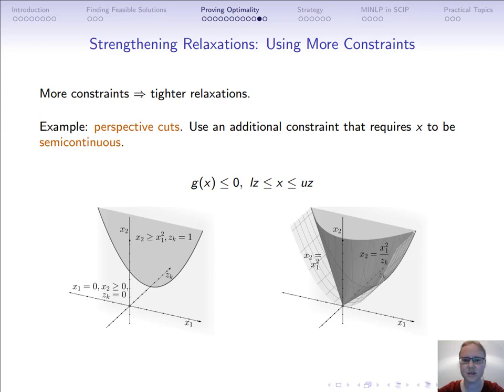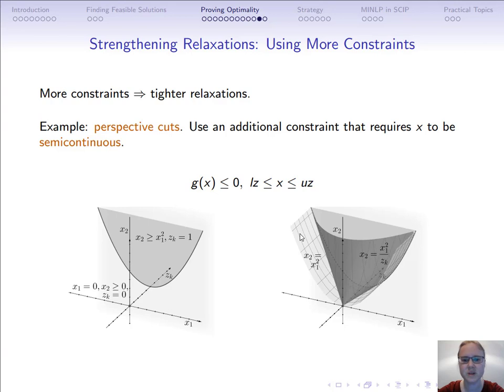One example of this is the perspective formulation. Suppose we have a convex constraint g of x less than or equal to 0, but we also have an additional constraint, which requires x to be either within some bounds L and U if the binary variable z is equal to 1, or to go to 0 if z is equal to 0. Of course, we could simply drop the integrality requirement on z and obtain a valid convex MINLP relaxation, and this would be shown by this light gray surface. We would simply require that all the feasible points would be above this surface.